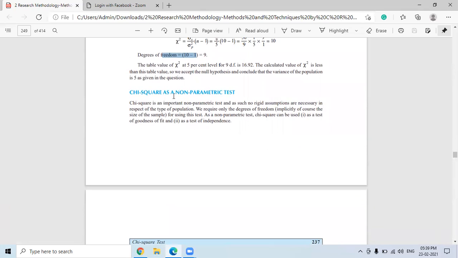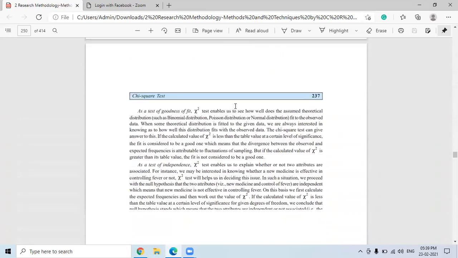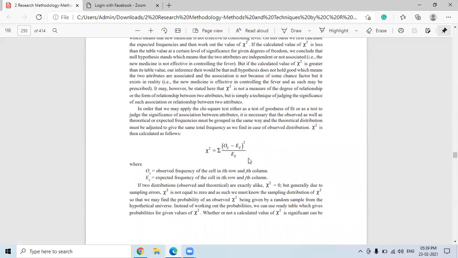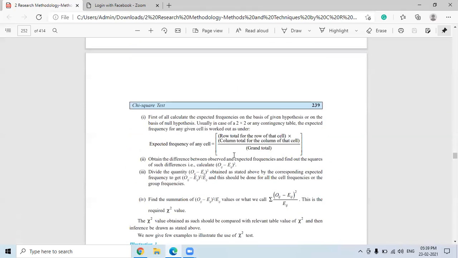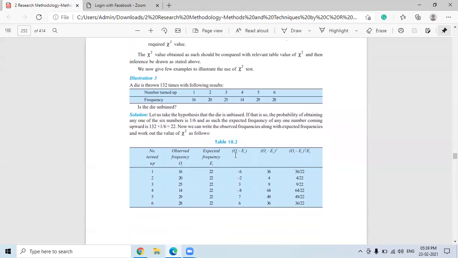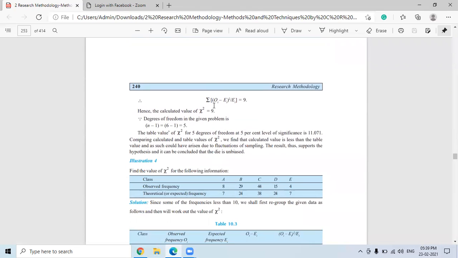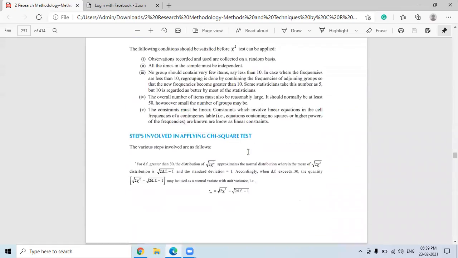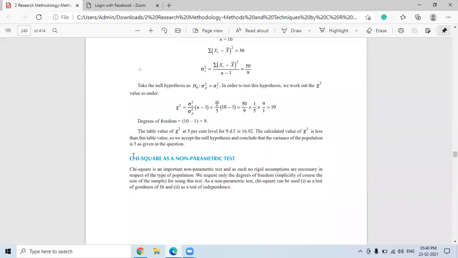Next class I will explain the problems related to chi-square as a non-parametric test. Here this is the equation: chi-square is equal to sigma of observed frequency minus expected frequency, squared, divided by expected frequency. With the help of this equation, you have to solve the problem. You find the sum of observed minus expected frequency, then find the value of chi-square, then find the table value, then compare the calculated value with the table value. If the table value is greater than the calculated value, you accept the hypothesis, otherwise you reject the hypothesis. Next class I will explain this problem, that is chi-square as a non-parametric test.